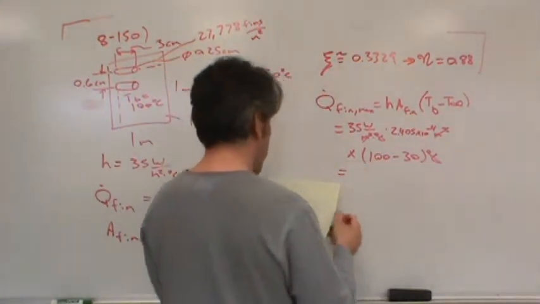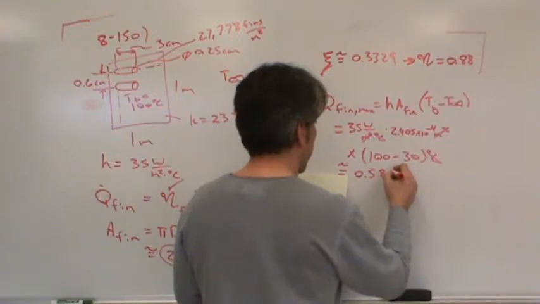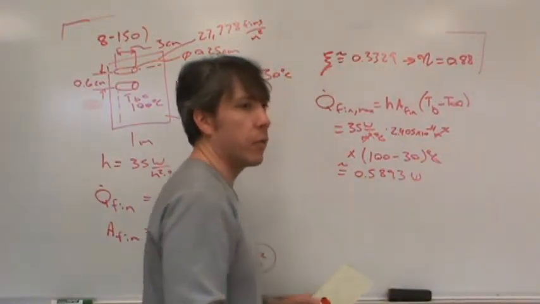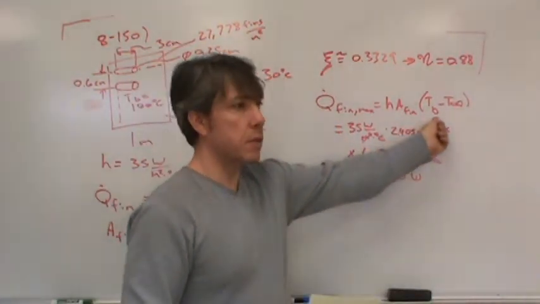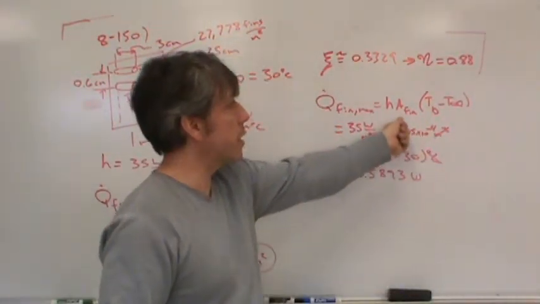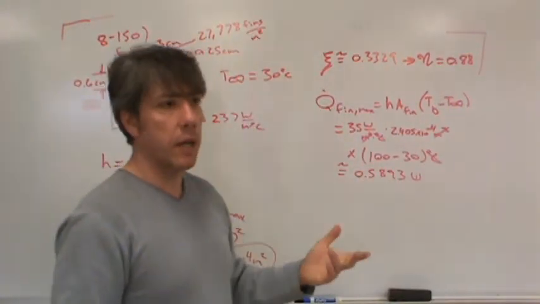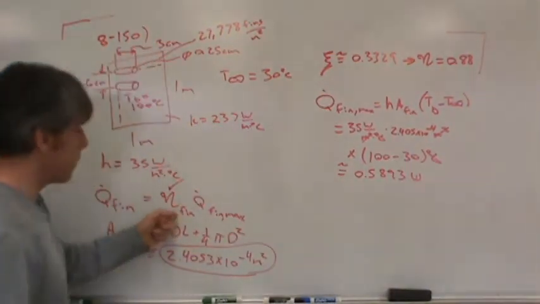So one fin pulls off how many watts ideally? Well, it turns out it's about half a watt. Now, will the fins actually pull off a half a watt each or so? No, because they are not all at the temperature T sub B. So not all of this area is at temperature TB, so not all of it is going to give off heat at quite as large a rate. That's the whole reason that we went and calculated the fin efficiency.